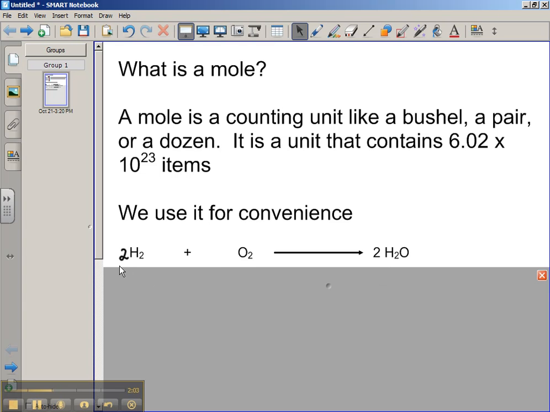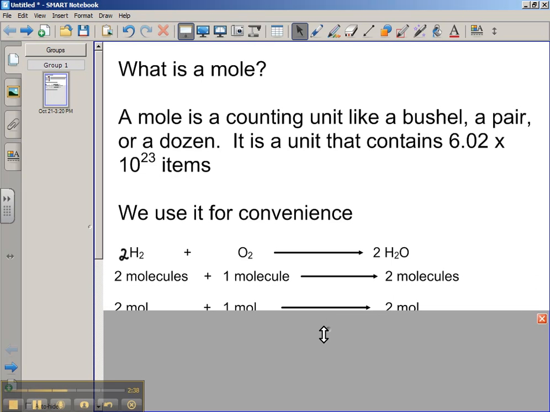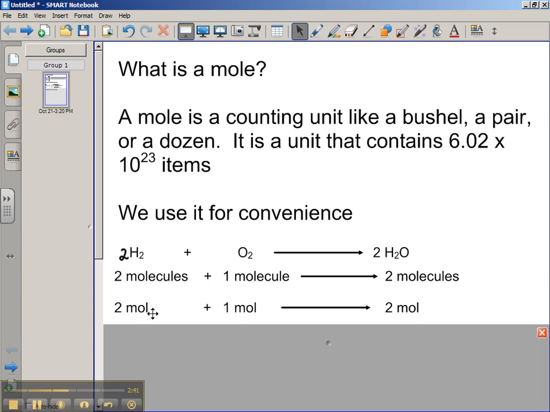Or maybe 2 dozen hydrogens plus 1 dozen oxygen make 2 dozen water. Or if I had, say, 6 dozen hydrogen, I need half as much oxygen in dozens, so I'd need 3 dozen. Well, if I have groups of things, I can use moles, and so I can say 2 moles of hydrogen react with 1 mole of oxygen to form 2 moles of water. Our balanced chemical equation, our recipe, works in moles, and that's why we need to measure moles. Okay? So 2 moles of hydrogen plus 1 mole of oxygen make 2 moles of water.